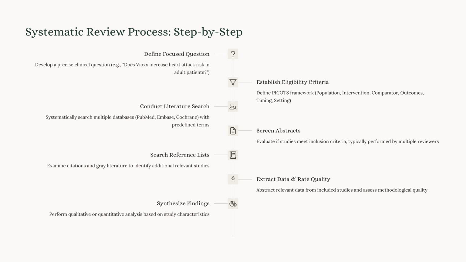What does the step-by-step process look like for a systematic review? First, you always have to define your question, right? Does Vioxx increase heart attack in adult patients? And then you have to establish the eligibility criteria for what studies you're going to include in your systematic review. So you can use the PICOTS framework to do that. And then you do this all beforehand.